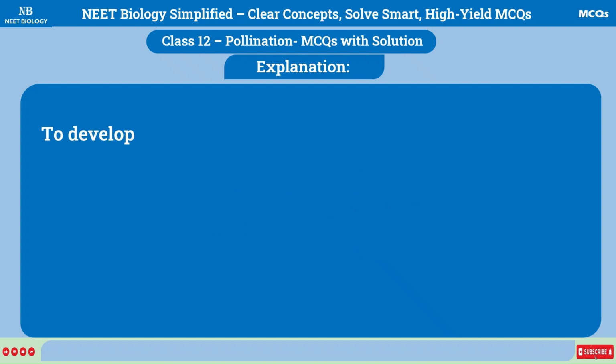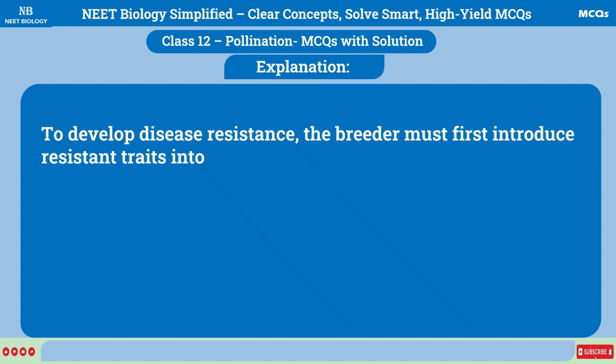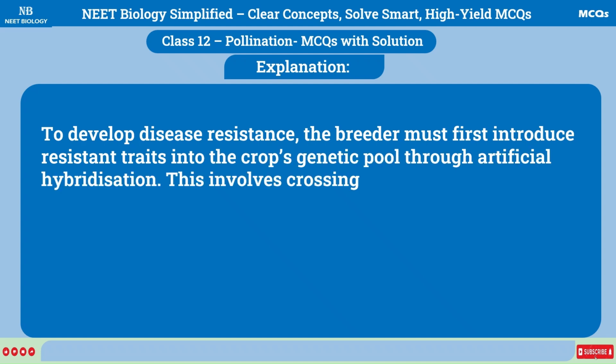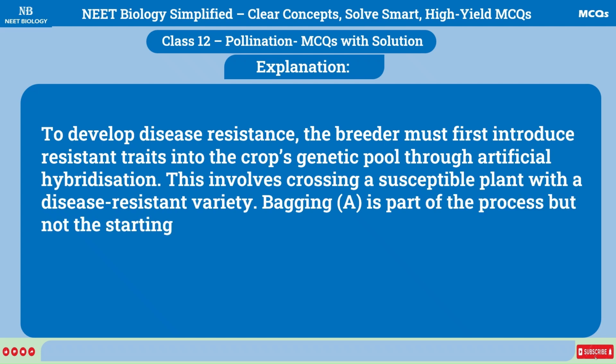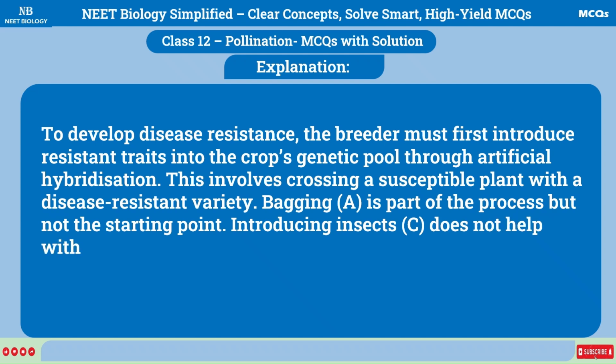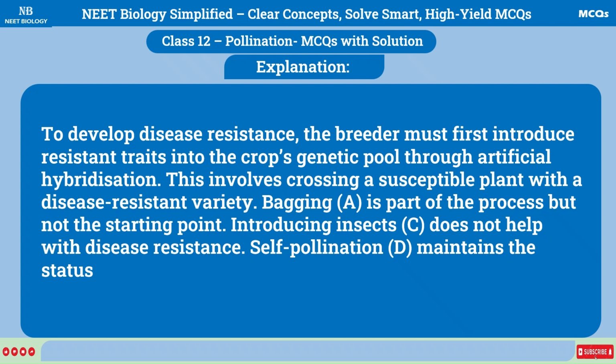Explanation: to develop disease resistance, the breeder must first introduce resistant traits into the crop's genetic pool through artificial hybridization. This involves crossing a susceptible plant with a disease-resistant variety. Bagging, A, is part of the process but not the starting point. Introducing insects, C, does not help with disease resistance. Self-pollination, D, maintains the status quo and doesn't introduce any new traits.